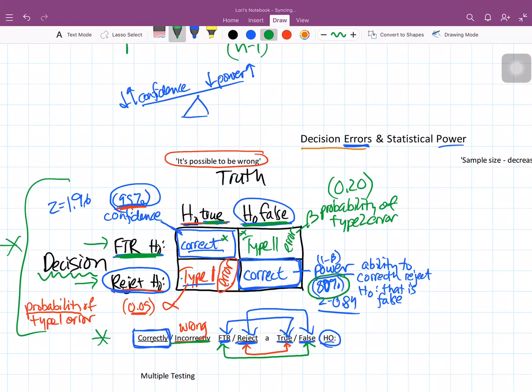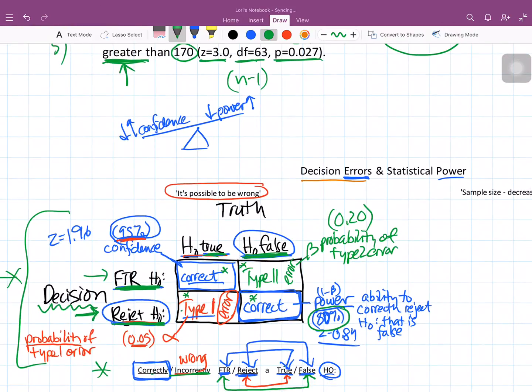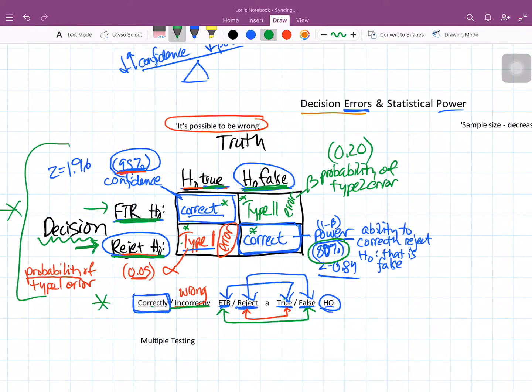The other decision that we can make is that we reject the null, and then if we reject the null, there are two possible choices. Either we were right and the null hypothesis truly was false, or we made a type 1 error. In other words, we rejected the null, but it was actually true. And so that's what we saw in this other scenario where here we rejected the null, but we had that 2.7% chance of making a mistake. We could have been wrong. It's possible to be wrong. So that's what those four quadrants all kind of stand for.